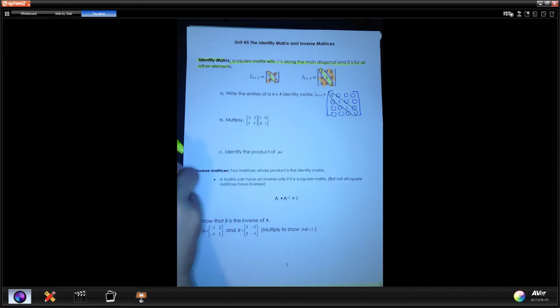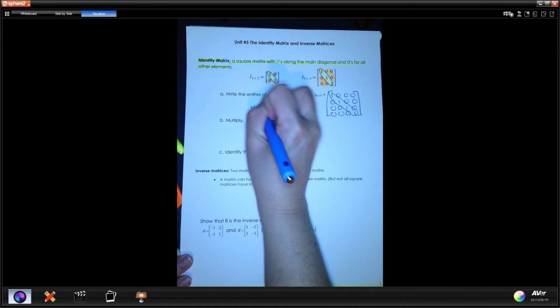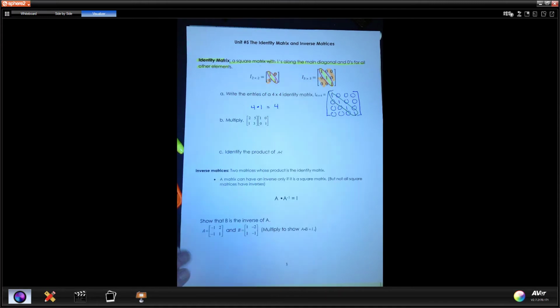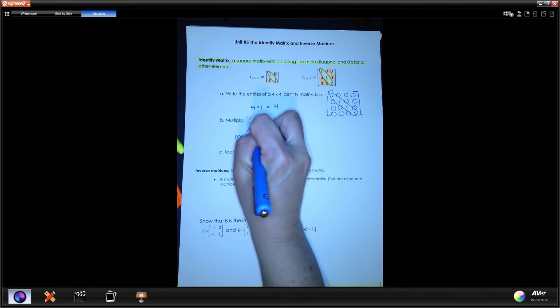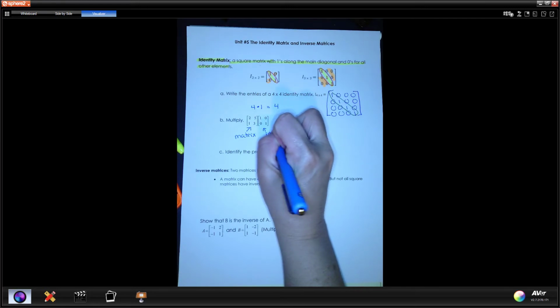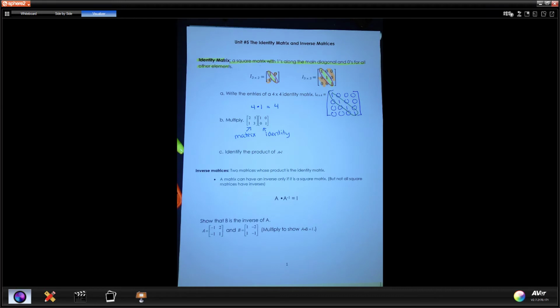So for example, if we're going to multiply a matrix by that identity, ultimately it is the same thing as multiplying by 1. If we went, what is 4 times 1? You guys would all know, hey, that's equal to 4. Well, that identity matrix serves the same purpose. So right now, here's our matrix, here's our identity, and we want to find the product.